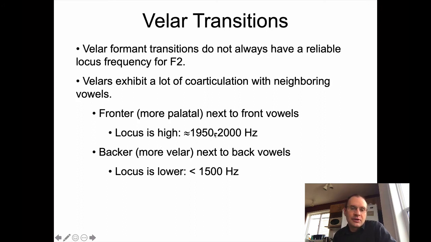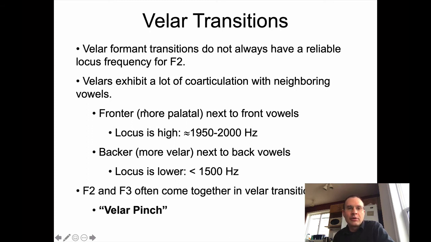So in this case, what you often will see is that for the palatal place of articulation, the locus, the frequency the vowels want to point to in the stop itself, will be higher, close to 2,000. For backer pronunciation of velar, you'll get a lower locus, like less than 1,500 maybe. But actually what you normally pick up on quite clearly in a velar stop is that F2 and F3 will come together, usually no matter where it is. It's called the velar pinch, but it works in these fronter articulations as well, next to front vowels.